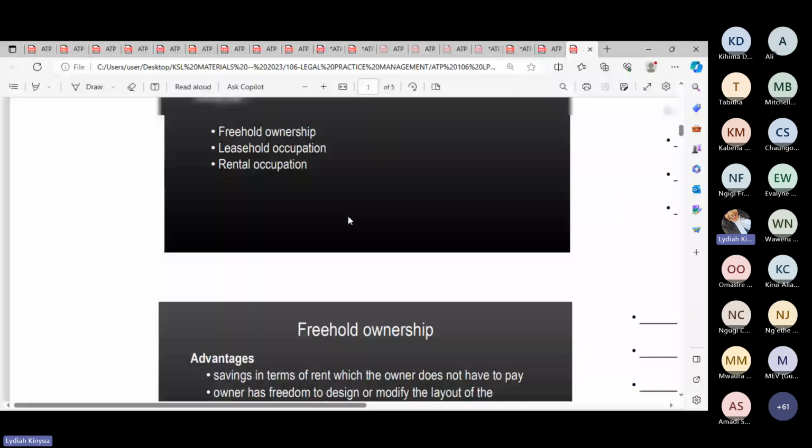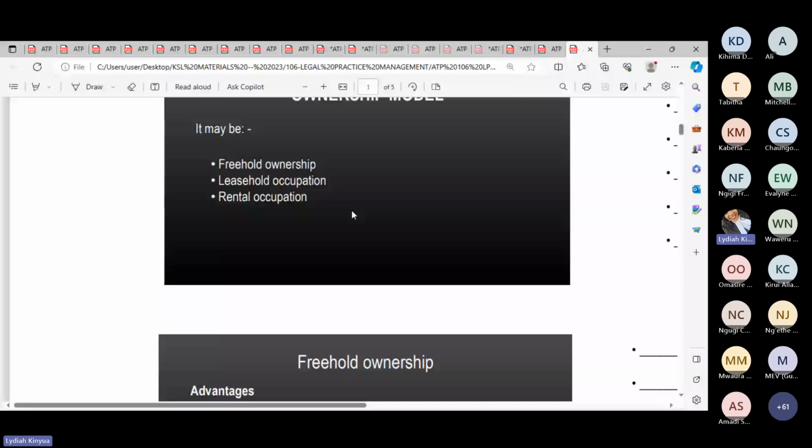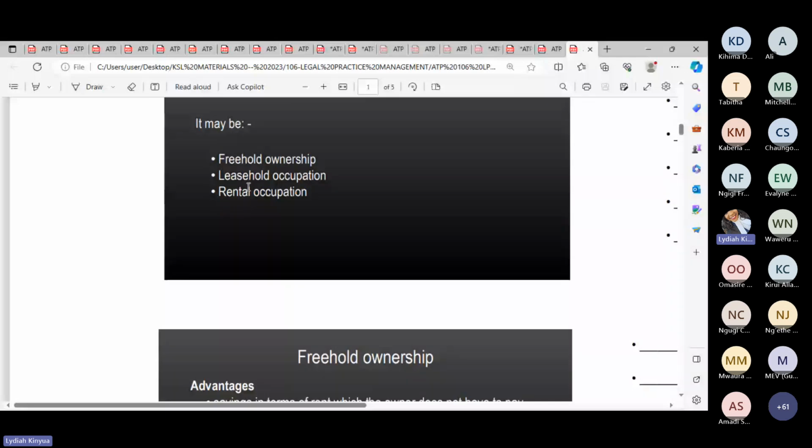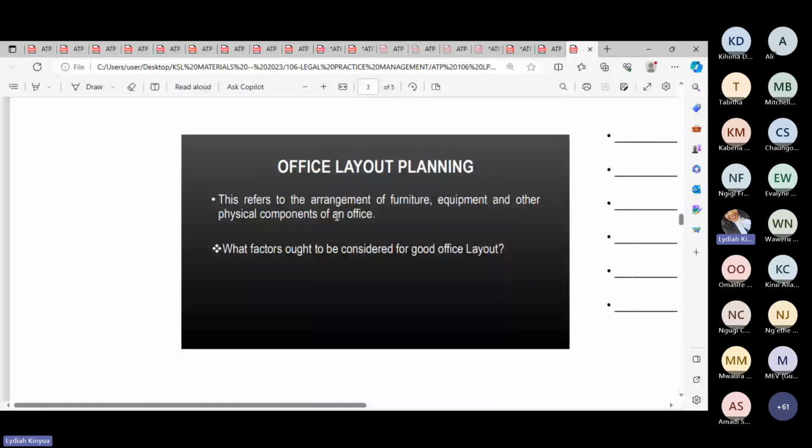So how do you own an office? You can either own on a freehold ownership, that is yours entirely. You can own leasehold occupation. You can lease, like you lease for a particular duration of time. You can equally decide to rent. There are some advantages and disadvantages of each. Freehold is where it's absolutely yours. A leasehold is where there is a landlord, so you pay some rent. So the disadvantage is it can be a bit expensive.